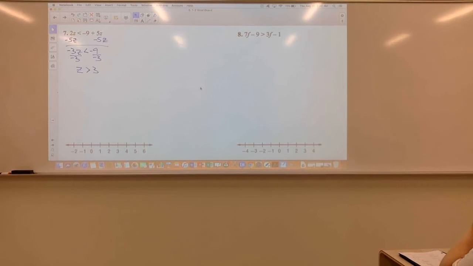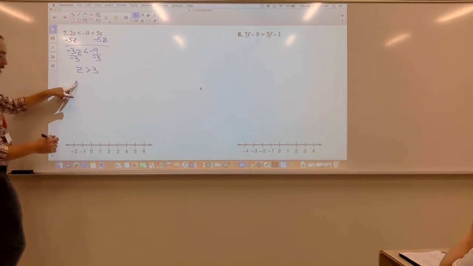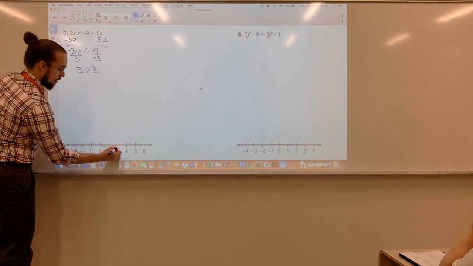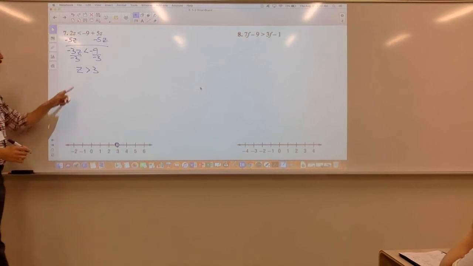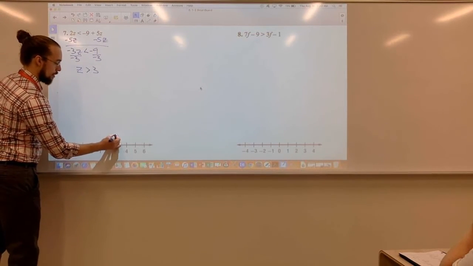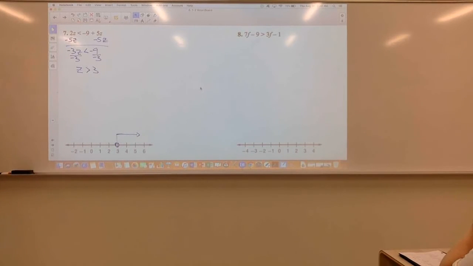Right? So then to graph that, we will have an open dot at 3, and I want everything greater than that. So that's going to the right.